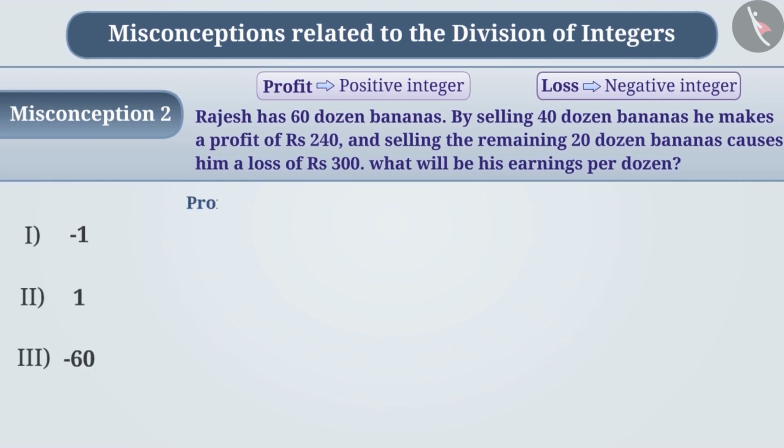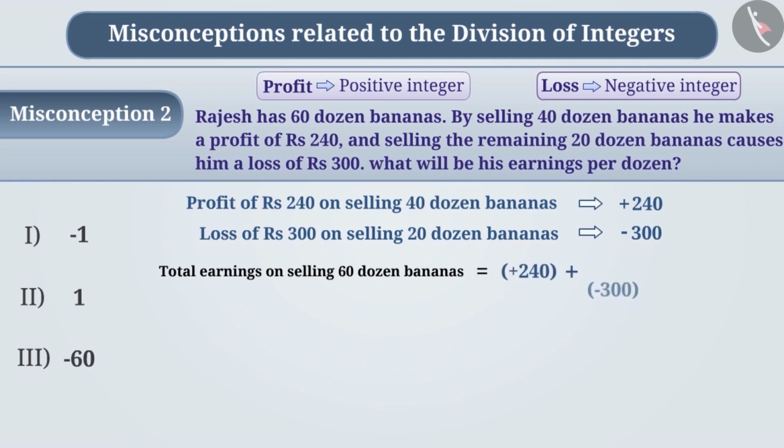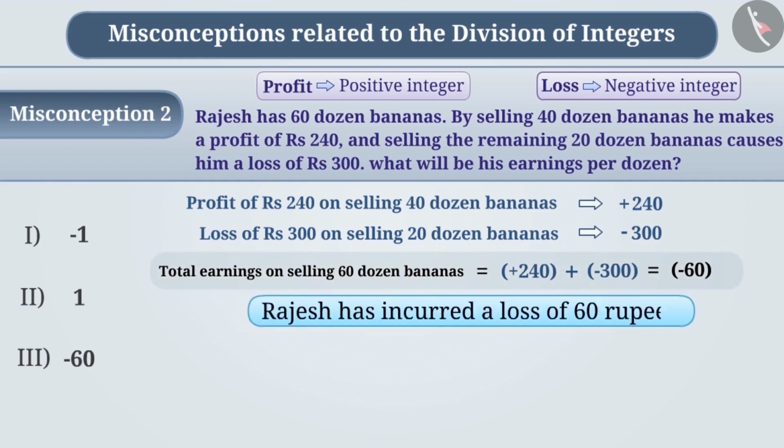Rajesh makes a profit of Rs 240 by selling 40 dozen bananas, which we represent by plus Rs 240. Similarly, on selling 20 dozen bananas, he suffers a loss of 300 rupees, which we will represent as minus Rs 300. In this way, the total earning of selling 60 dozen bananas is equal to Rs plus 240 plus minus 300, that is minus 60. Here the minus sign shows that Rajesh has incurred a loss of 60 rupees.